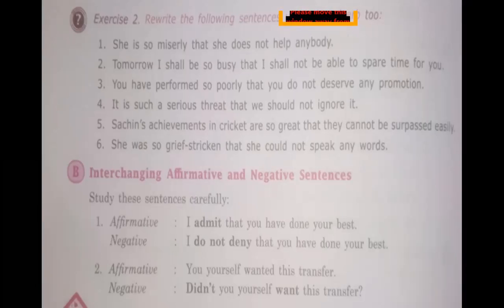Tomorrow, I shall be so busy that I shall not be able to spare time for you. This is the sentence. But when you change it, it will become tomorrow, I shall be too busy to spare time for you. Once again, I'm repeating. I shall be too busy to spare time for you. Right, everyone?